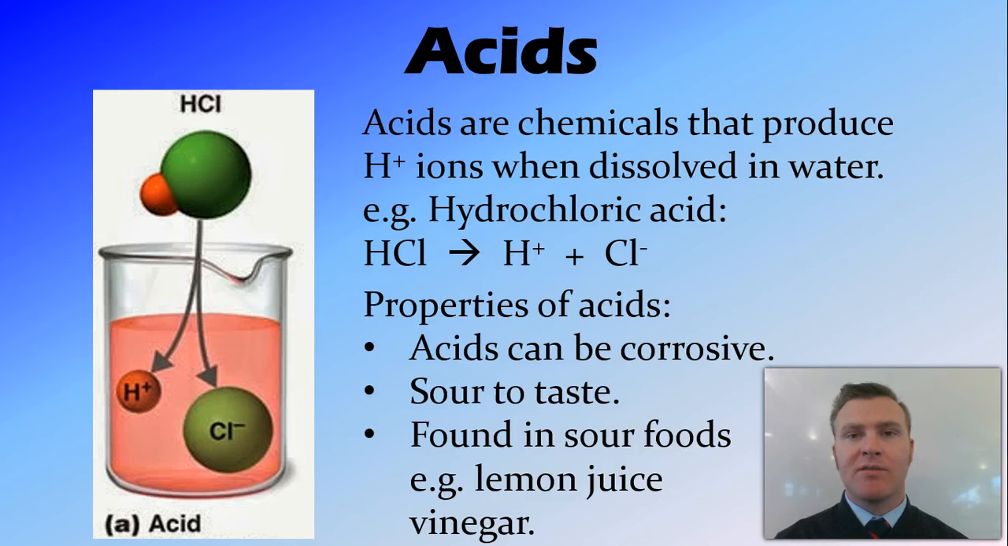Acids can be corrosive in that they can burn the skin, and they are sour to taste. And many sour foods contain naturally occurring acids. For example, lemon juice has citric acid, while vinegar contains acetic acid.